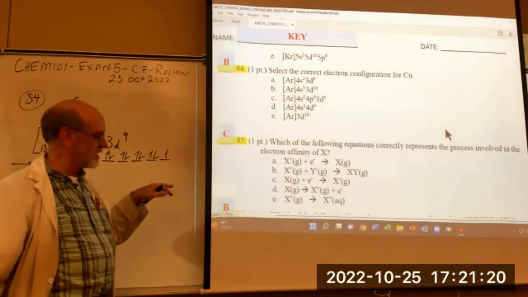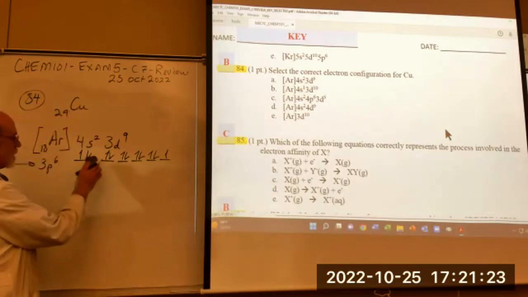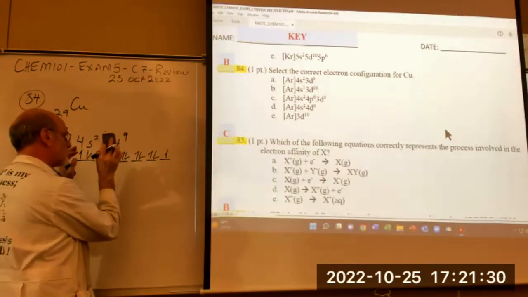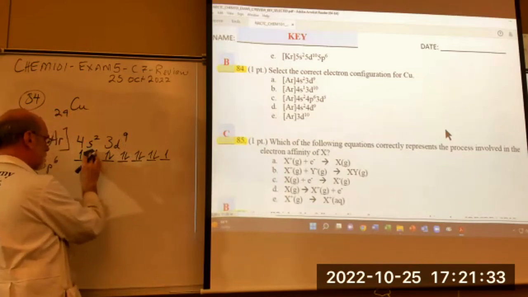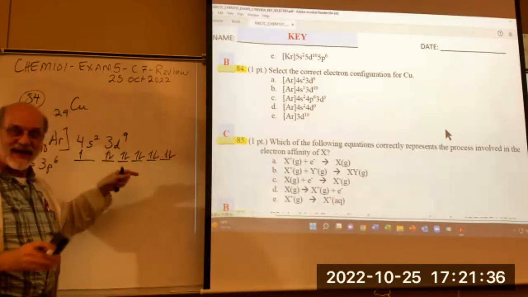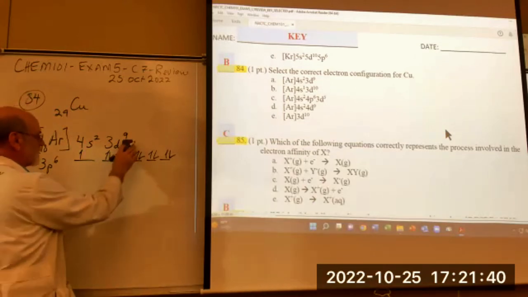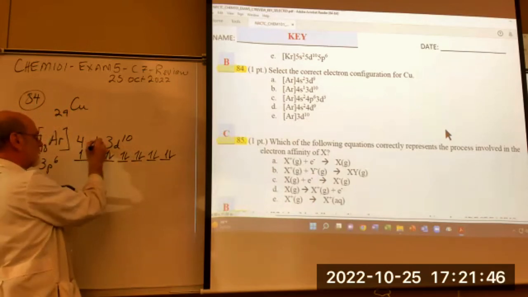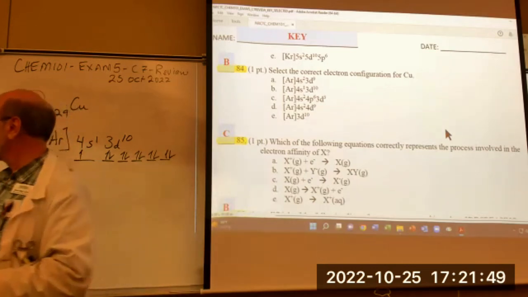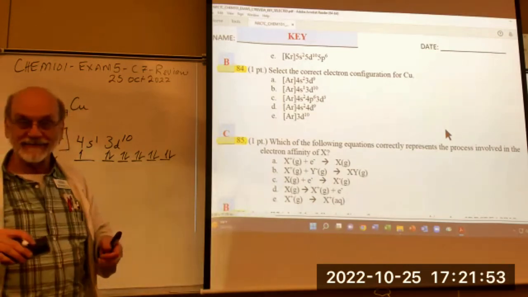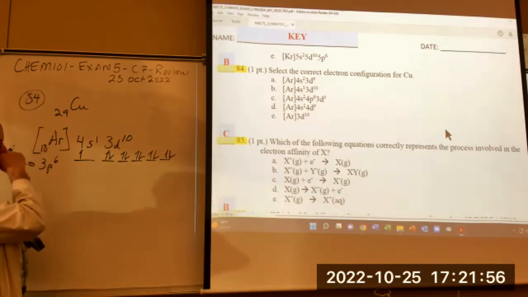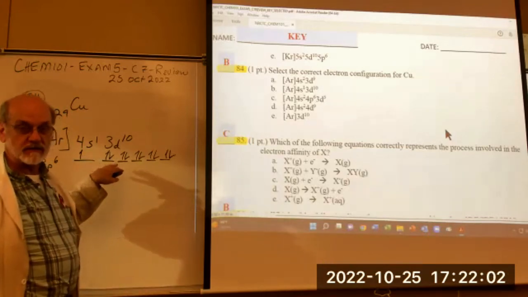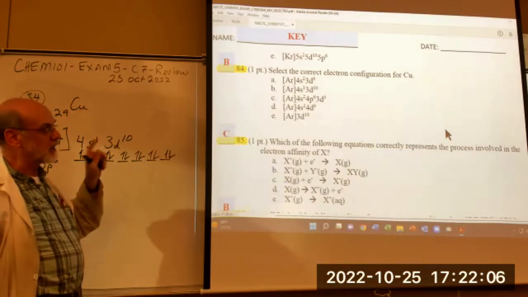Now, which is the lower energy? This one? Or if we take one from principal quantum number 4 and put it in principal quantum number 3, that is more stable. So this one now has 10, it's complete, and this one is missing one. So this is one of the anomalies, and this is the correct electron configuration that's lowest energy for copper.